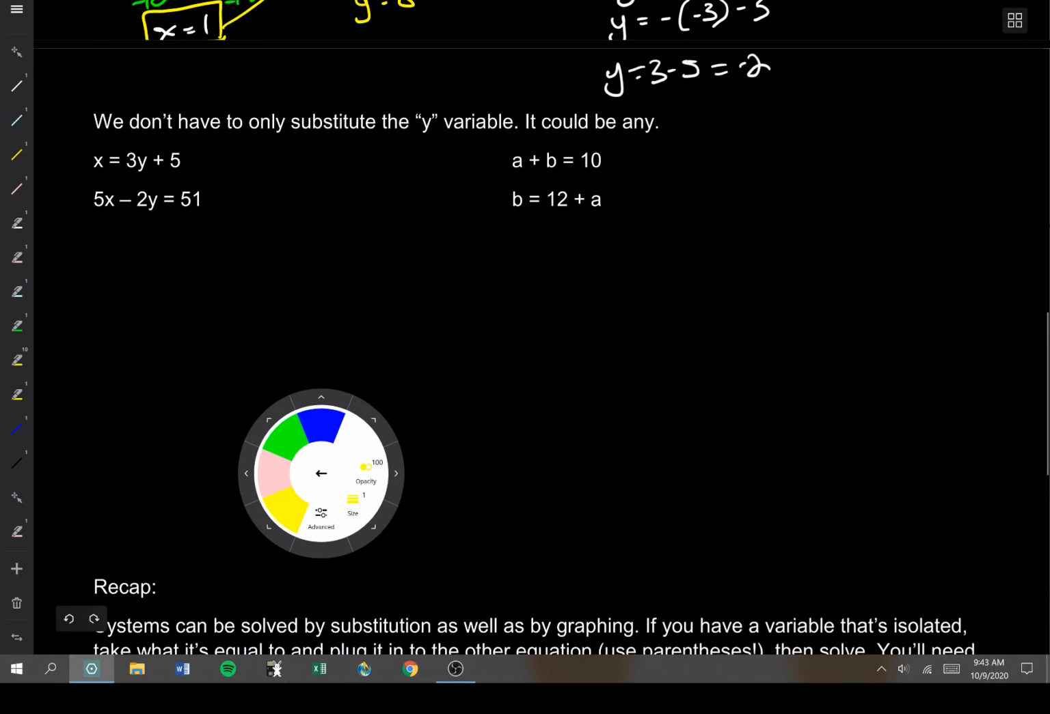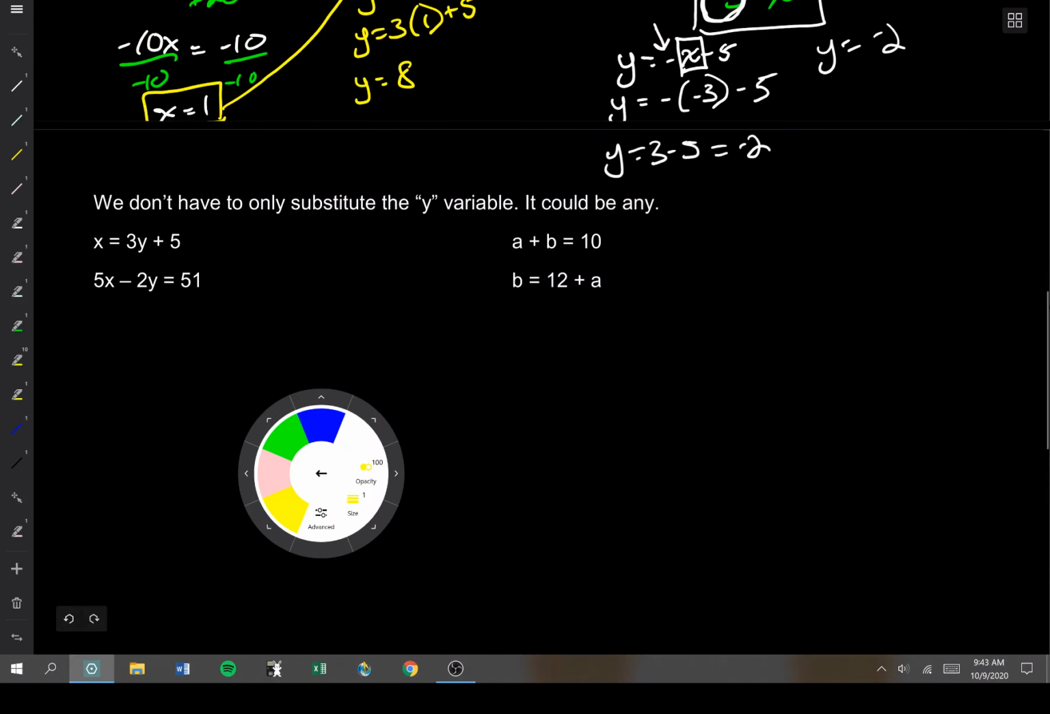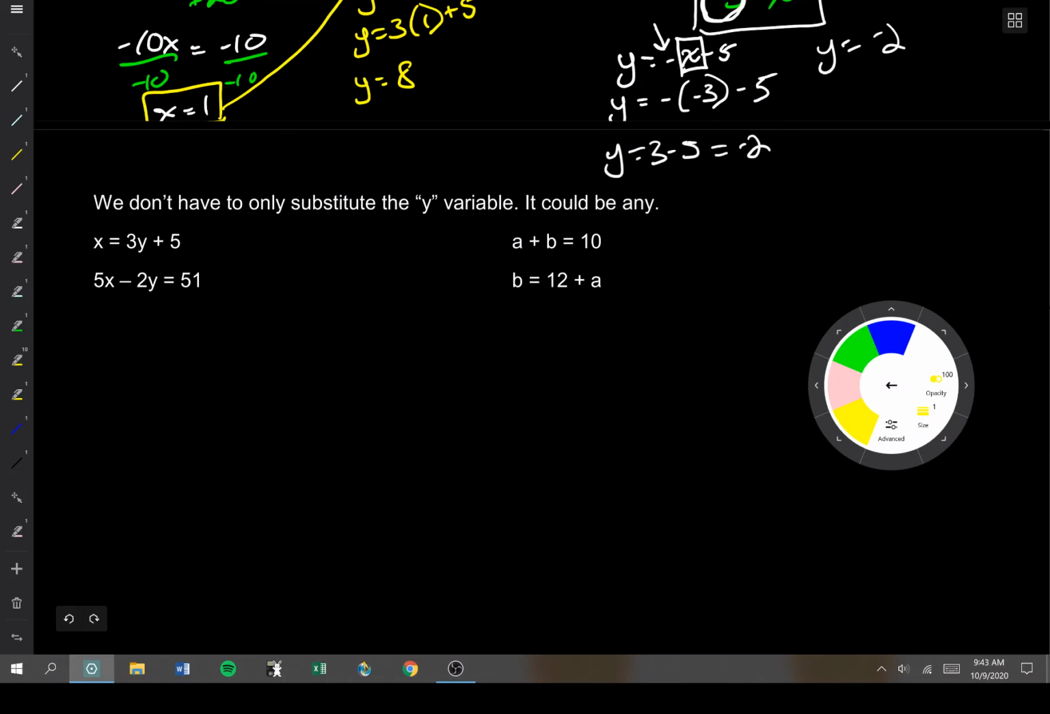Okay. Now, here, so far I've done 3 problems, and every time I've solved for y, but it doesn't have to be y. It can be anything. Here we have an x equals equation. So I'm going to take the fact that x equals 3y plus 5 and plug it in for x. So I'm going to have 5, and then in parentheses I have 3y plus 5 minus 2y equals 51.